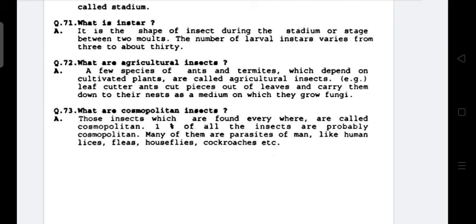What are cosmopolitan insects? Those insects which we can see anywhere, like anywhere we live. Those insects which are found everywhere are called cosmopolitan insects. About 1% of all the insects are probably cosmopolitans. Most of them are parasites of man, like human lice, fleas, house flies, cockroaches. Anywhere a human is based, house flies would be there, cockroaches would be there, human lice would be there. So we call them cosmopolitan insects.